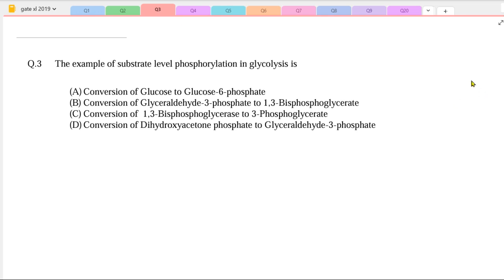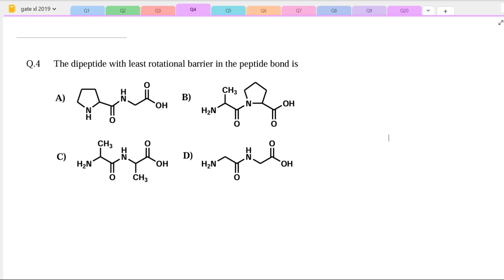The example of substrate level phosphorylation in glycolysis is, so the correct answer here is conversion of 1,3-bisphosphoglycerate to 3-phosphoglycerate. The other three, conversion of glucose to glucose 6-phosphate, glyceraldehyde 3-phosphate to 1,3-bisphosphoglycerate, or dihydroxyacetone phosphate to glyceraldehyde 3-phosphate, are not substrate level phosphorylation. There are only two substrate level phosphorylations in glycolysis, and one of them is conversion of 1,3-bisphosphoglycerate to 3-phosphoglycerate. So the correct answer here is option C. Okay, moving on to the next question.